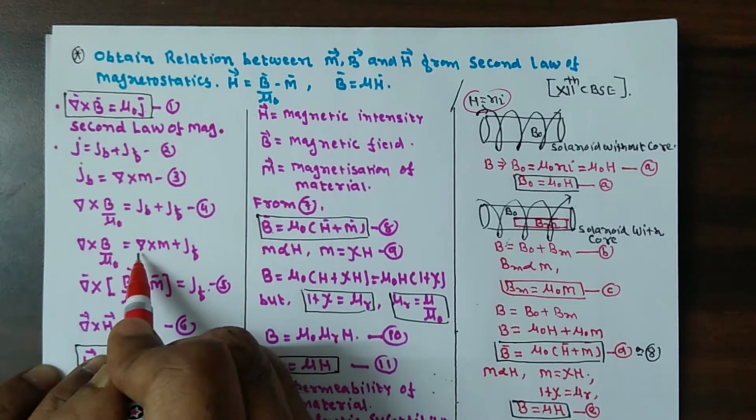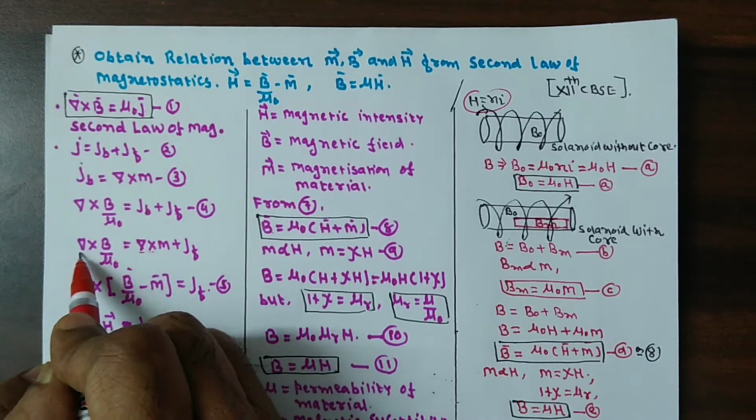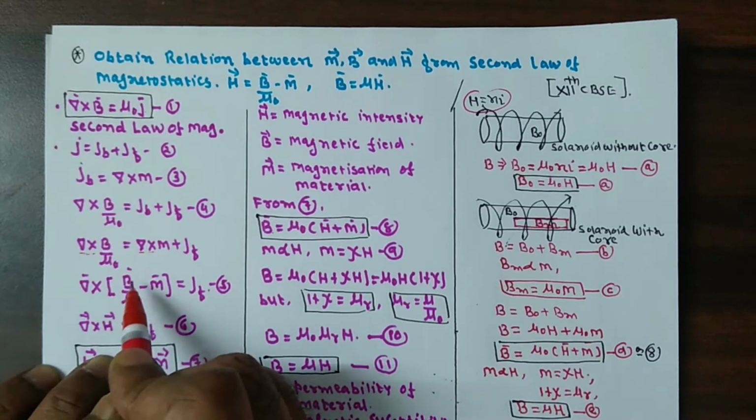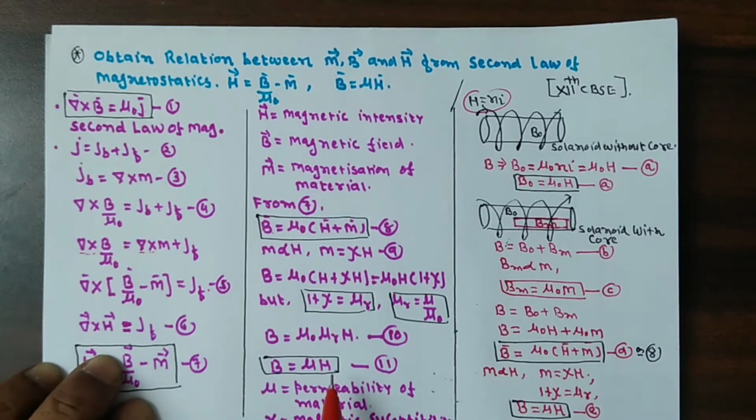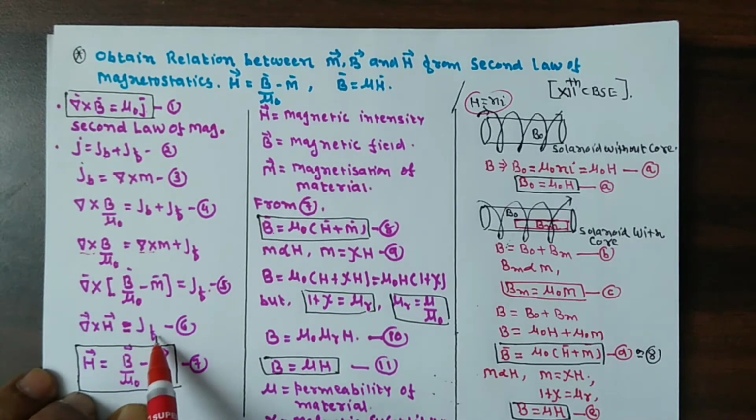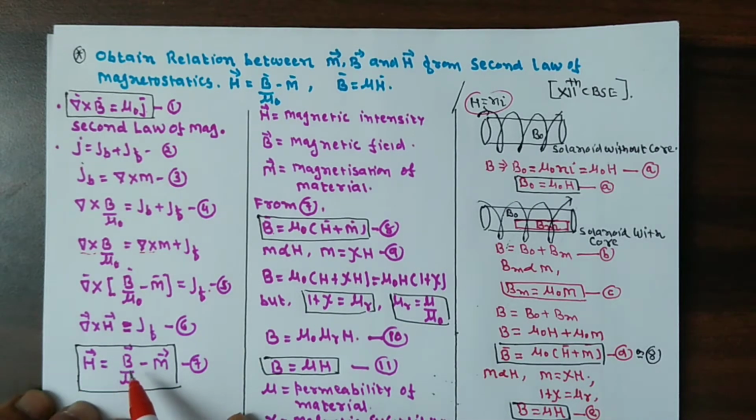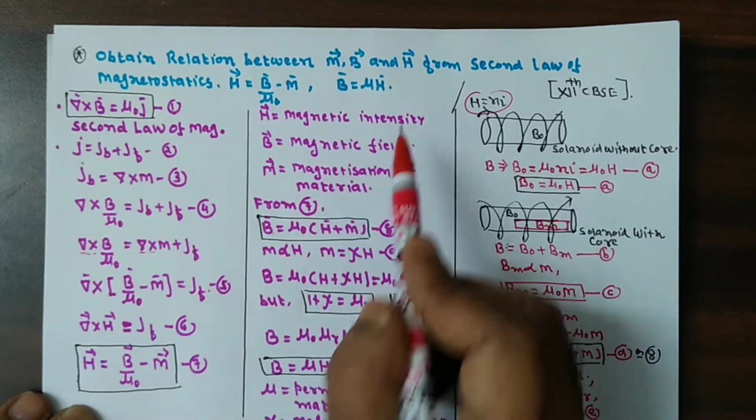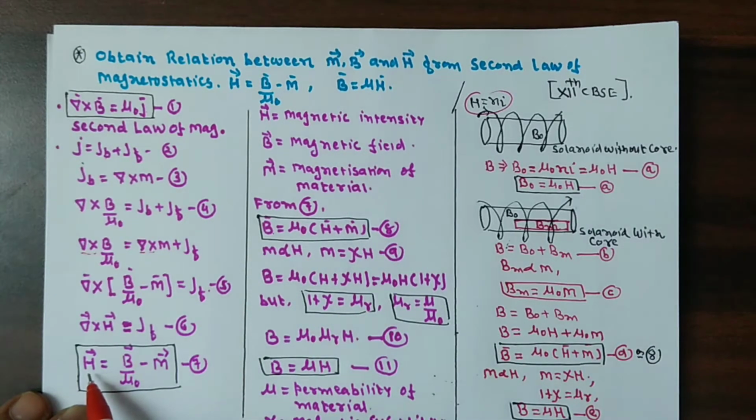Okay. Now here is a curl. Here is also a curl. Okay. It is common. So curl of (B by mu 0 minus M) equal to JF. Now what is this? The quantity in bracket. It is called H. So curl of H equal to JF. So H equal to B by mu 0 minus M. So this is the relation between magnetic field intensity vector or source field vector H, B is the magnetic field vector, M is magnetization of a material vector. Mu 0 is permeability of free space, 4 pi into 10 raised to minus 7 in MKS.